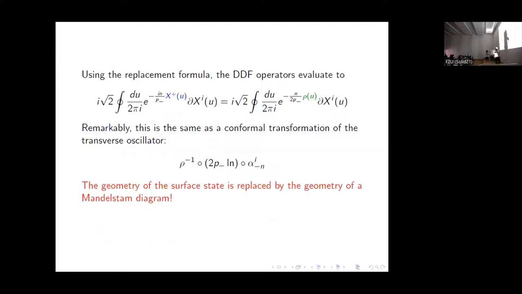So now if we apply this replacement formula and we look at our DDF operator, okay, our DDF operator has this e to the x plus inside the integrand. And we can use the replacement formula to replace this x plus with rho. Then you start with this operator, which is a DDF operator, and you obtain this operator, okay? Which is now just a del x, and you just have a fixed function rho of u here, okay? So remarkably, this expression here turns out to be something you can derive through a conformal transformation of the transverse oscillator.